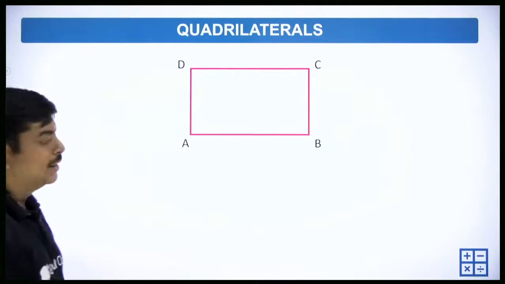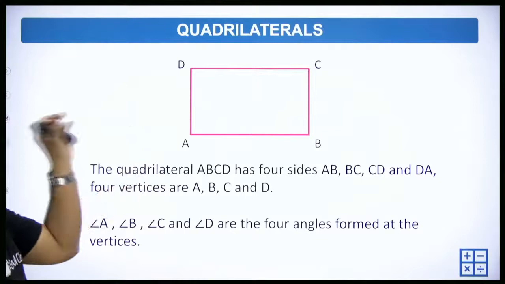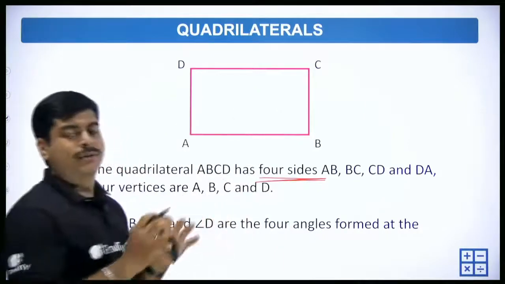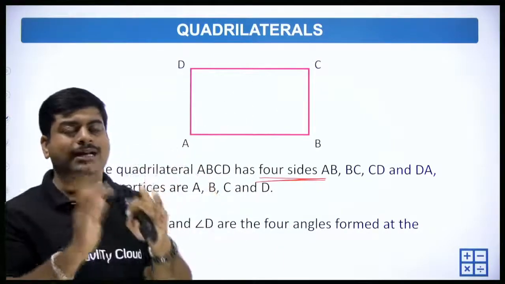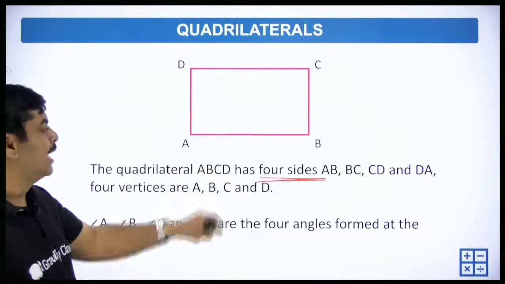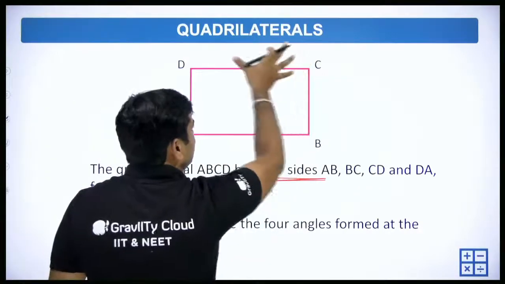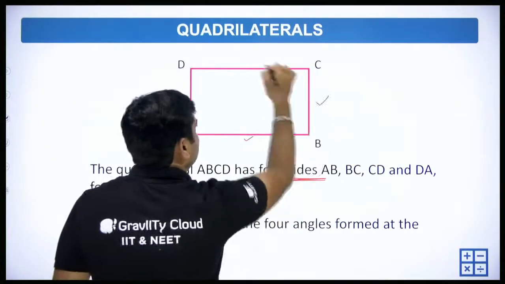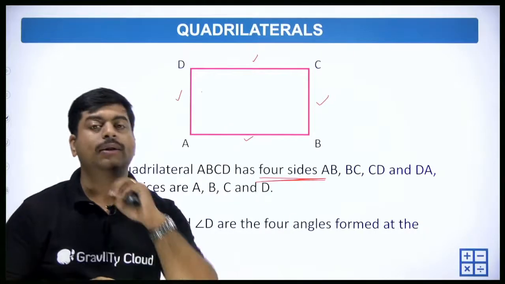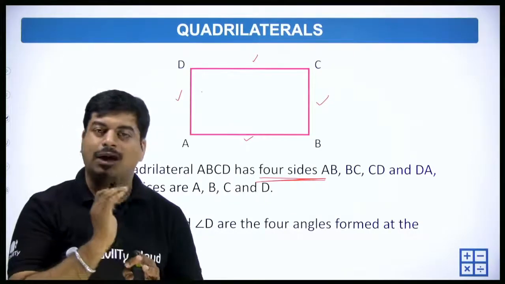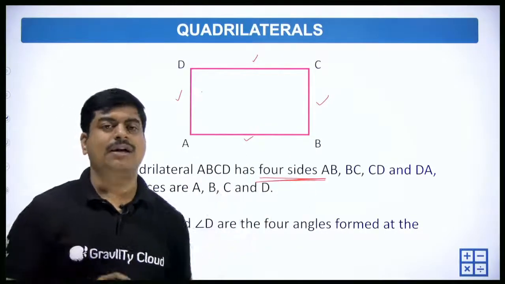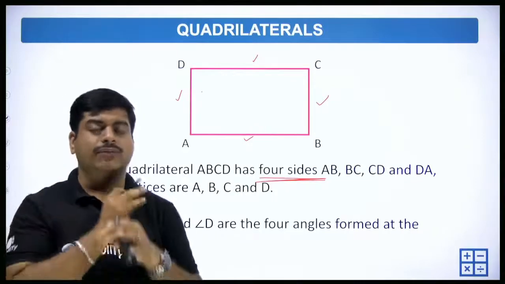In this shape, the quadrilateral ABCD has four sides. First, let's understand some terminology. Quadrilateral means a four-sided closed structure, or four-sided polygon. The quadrilateral ABCD has four sides: AB, BC, CD and DA. These four sides are common for all quadrilaterals. If a figure does not have four sides, it is not a quadrilateral; it is some other figure. If it has three sides, we say triangle; 5 sides, pentagon; 6 sides, hexagon.